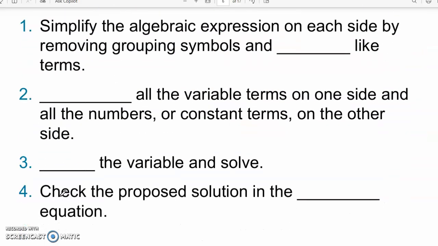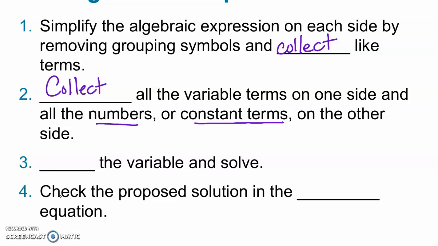So when we go to solve a linear equation, we want to simplify the algebraic expression on each side by removing the grouping symbols and collecting like terms. We want to collect all the variable terms on one side and all the numbers or constant terms on the other side. So when you see numbers, they are the same as saying constant terms. Variable terms are the terms that contain a variable, a letter, an x. So we're collecting all the variable terms on one side, we're collecting all the numbers on the other side.